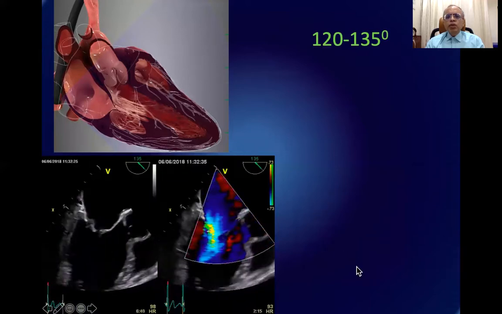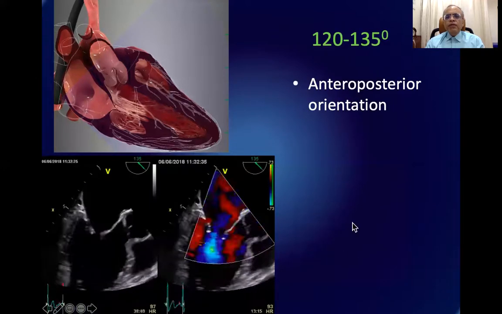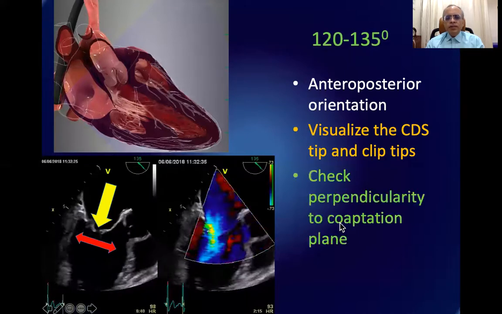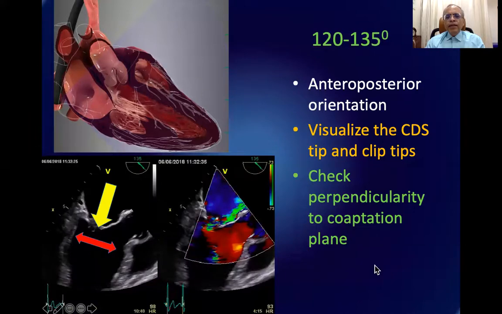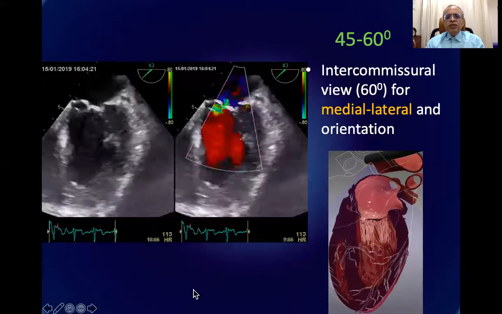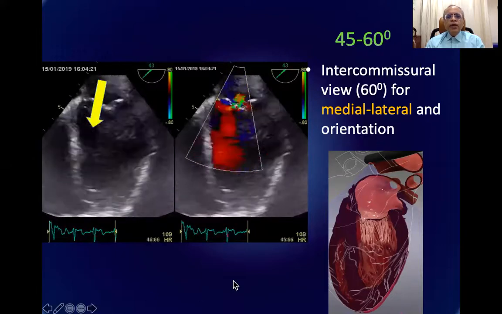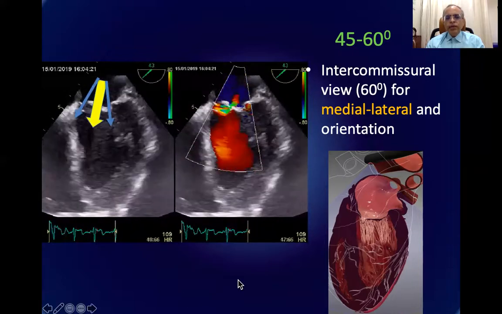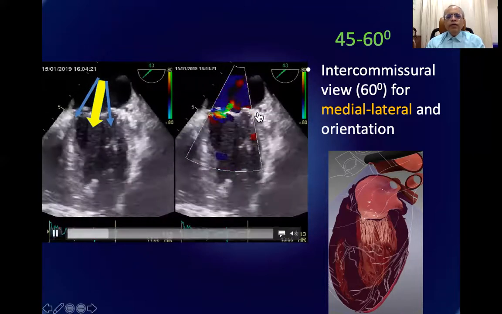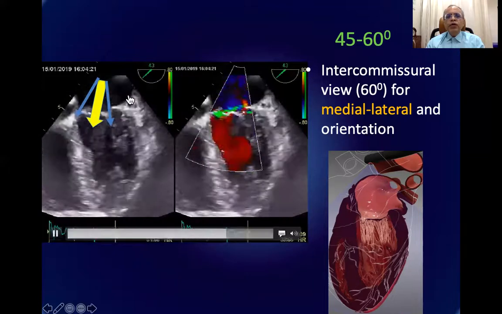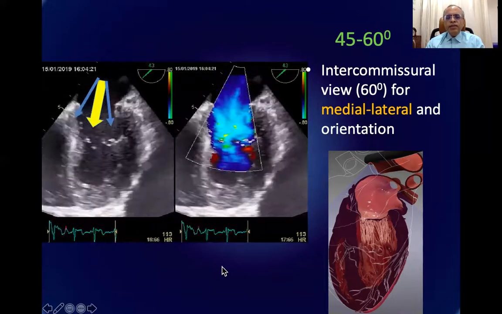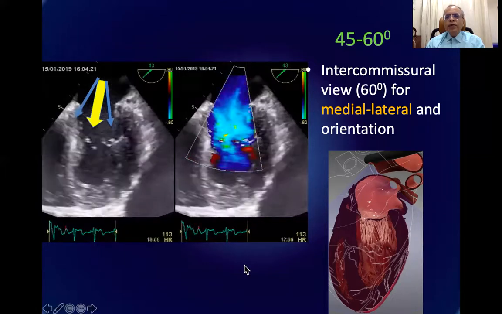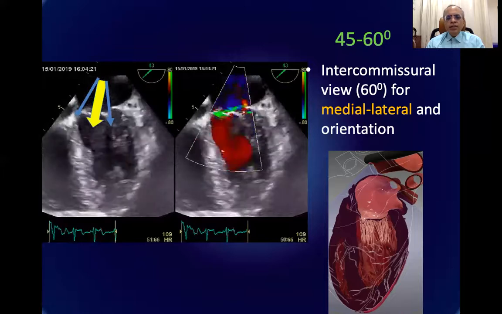Now, once you are closer to the valve, one can take the 120 to 135 degree view to get the anteroposterior orientation of the clip delivery system. Generally, you have a biplane view where the second image is a 45 to 60 degree view, and that gives you an orientation of either medial or lateral rotation of the clip delivery system. So you should have continuous biplane monitoring, where the primary image is a bicommissural view for the medial and lateral orientation of the clip delivery system, and the second view should be the 120 degree long axis view for the anterior-posterior orientation of the clip delivery system.